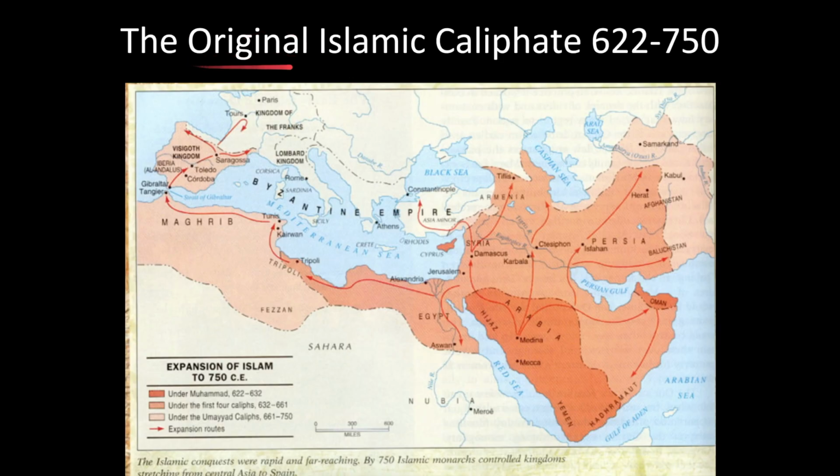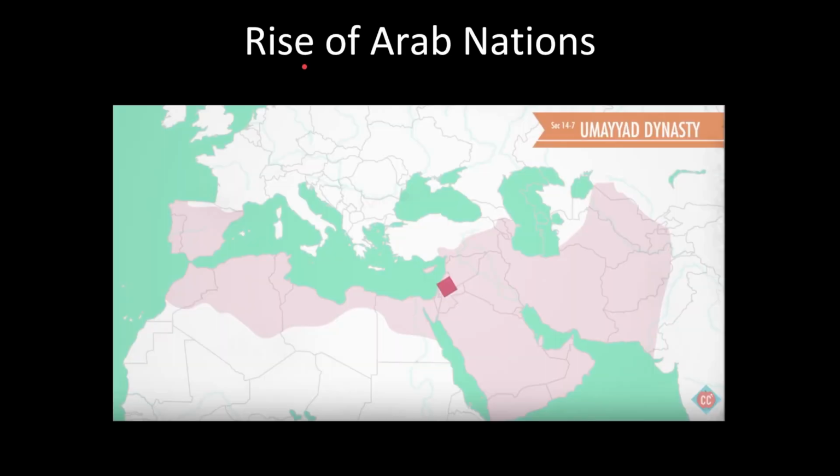Here's the original Islamic. I'm sorry, I misinterpreted. Sorry, misinformation. So this is not the first. The Umayyad Caliphate, I meant to say, is the largest caliphate. So this is when Islamic territories expanded across the most territory. You can see how far they spread.